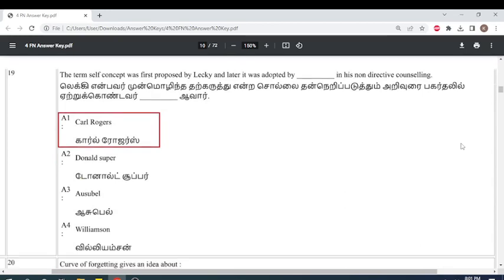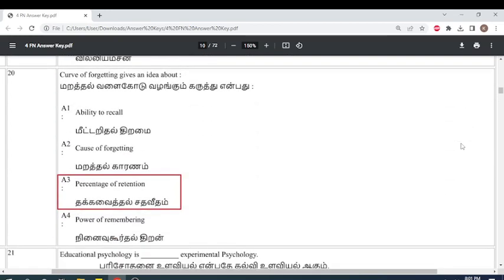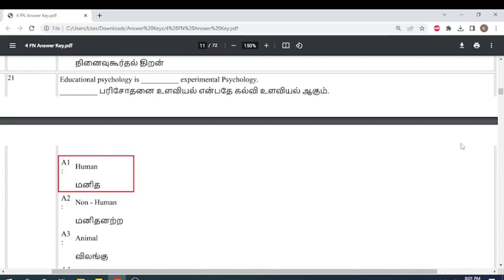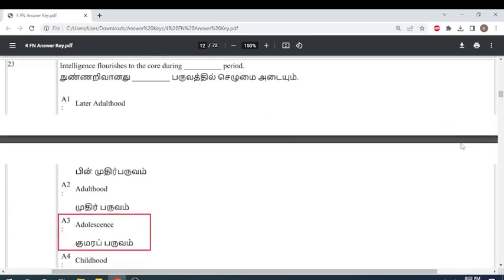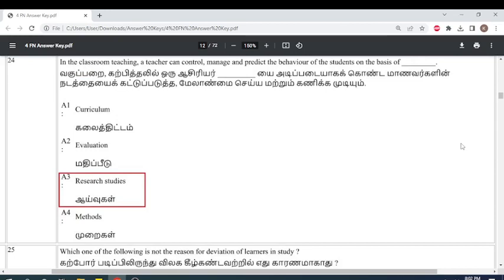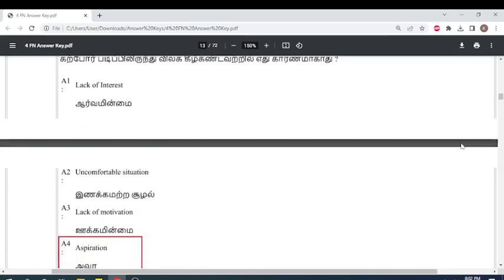19th question kana answer A1. 20 question kana answer A3. 21 question kana answer A1. 22 question kana answer A3. 23 question kana answer A3. 24 question kana answer A3. 25 question kana answer A4.